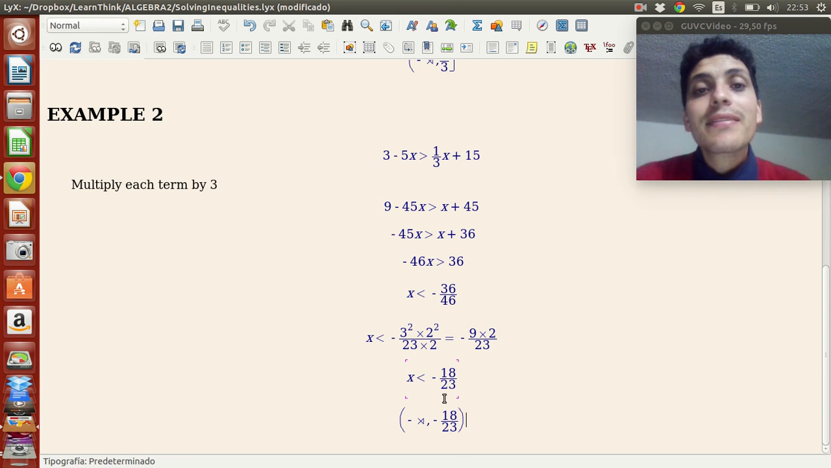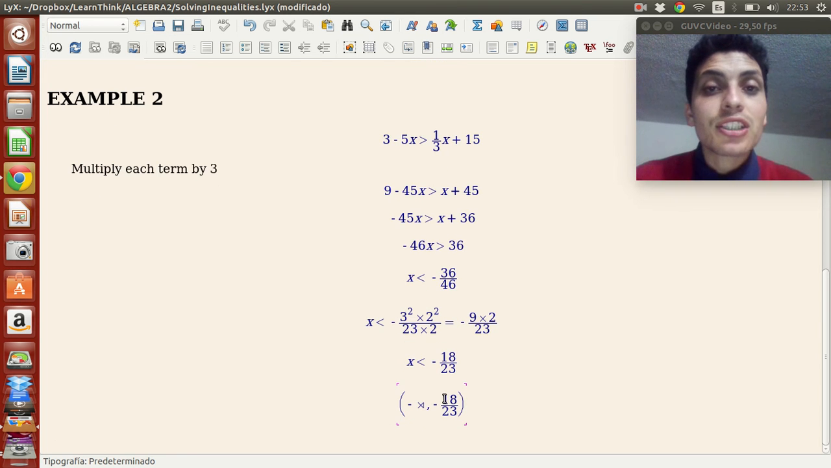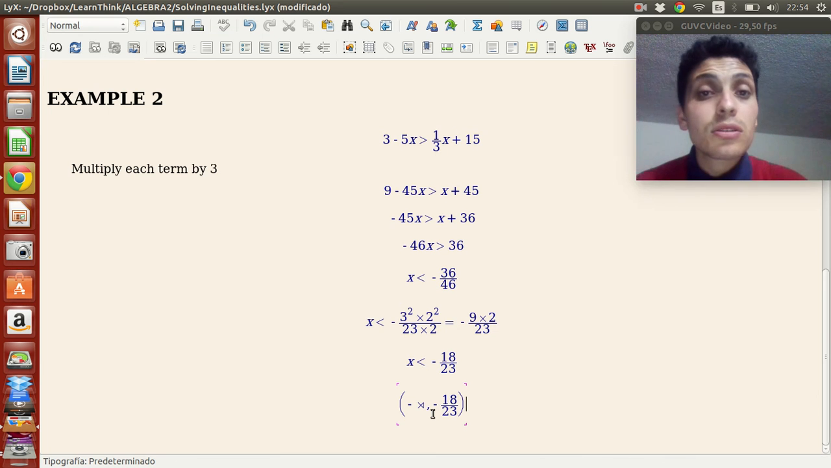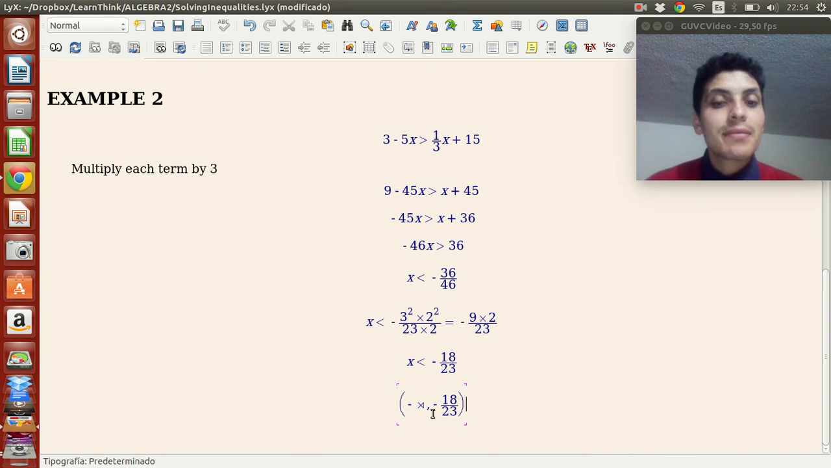Take into account that anytime you add or subtract, you have to do it to each side, and if you multiply or divide by negative numbers, you have to reverse the symbol direction. And this is how you solve it. Remember to give the answer as an inequality, using intervals or sets, and draw a number line.